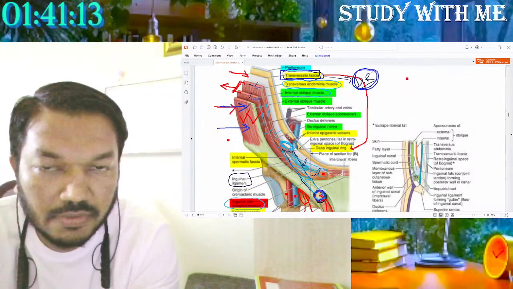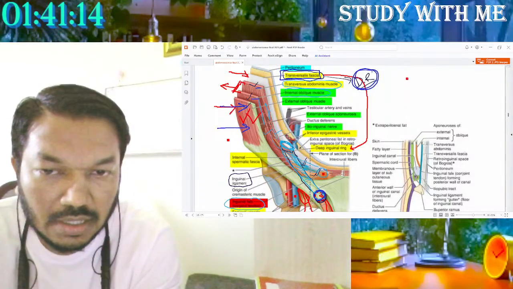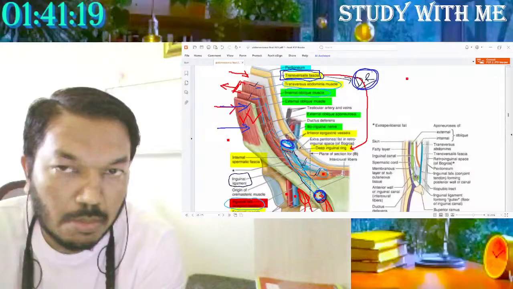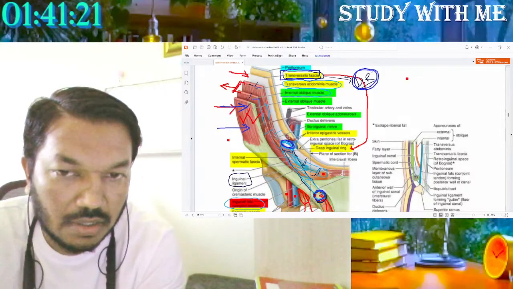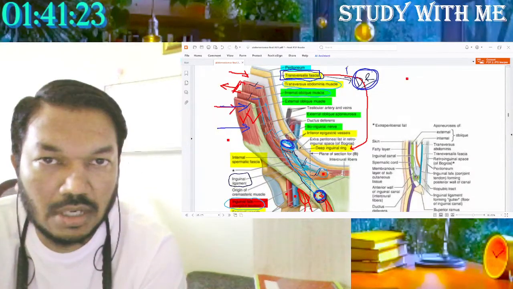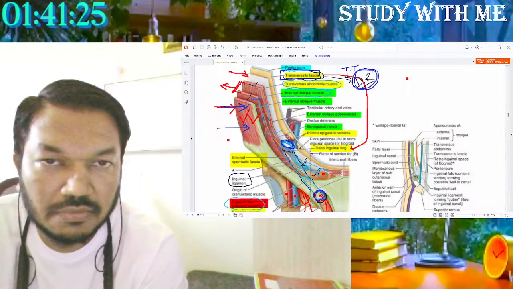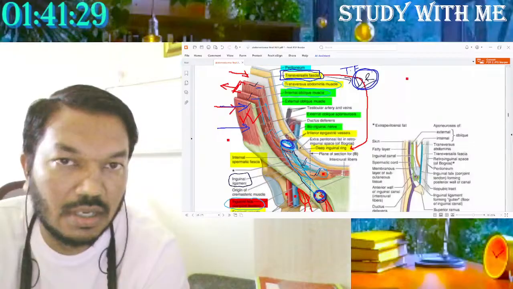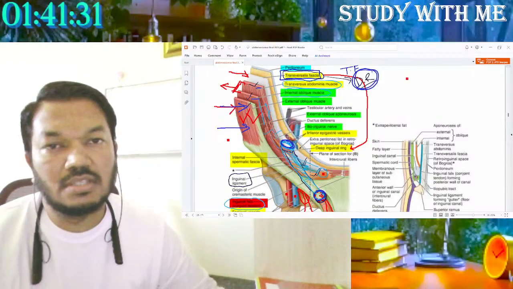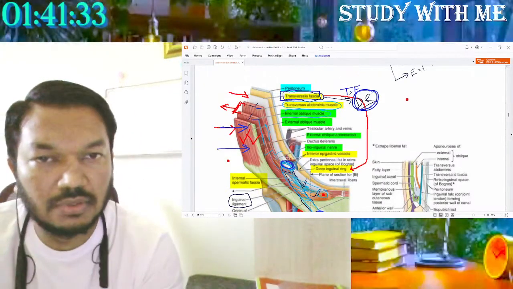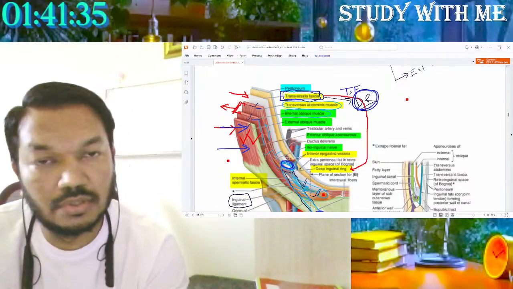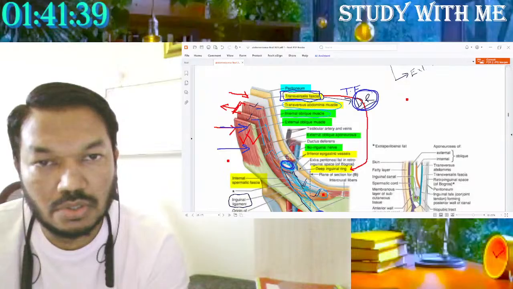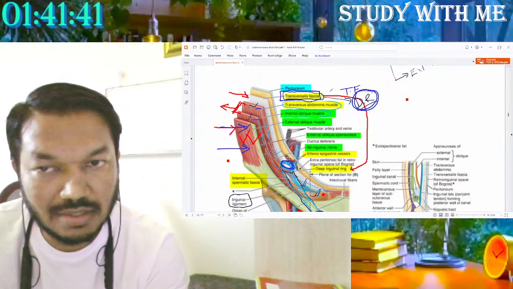Superficial ring and deep ring. Deep ring is formed by the transversalis fascia. TF, I used to remember it like TF, Taft doctor. Doctor is DR, DR is deep ring, and TF is transversalis fascia. TF, Taft doctor, rough and tough doctor. The doctor is deep ring. Deep ring is formed by the transversalis fascia.